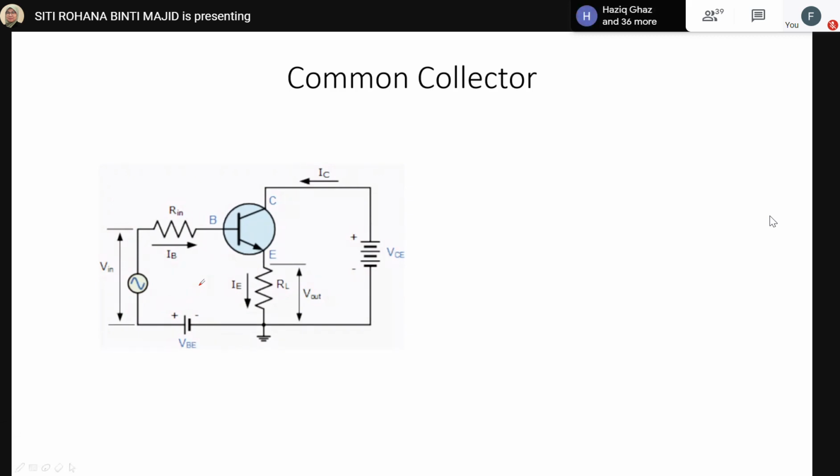So in this configuration, the input signal is applied between the base and collector region here, and the output is taken from the emitter and collector region. The input supply voltage between base and collector is called VBC, while the output voltage between emitter and collector is labeled as VEC.